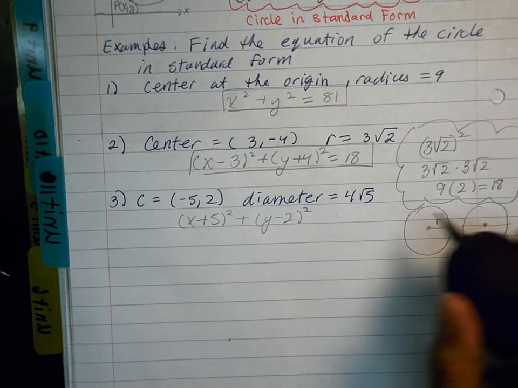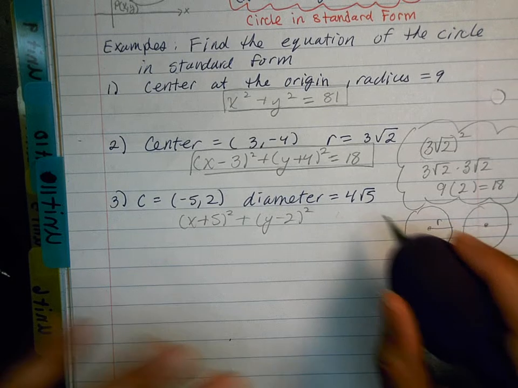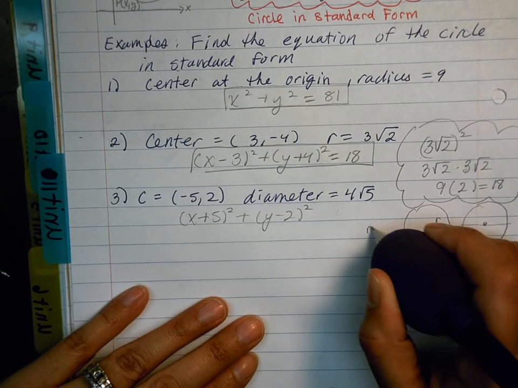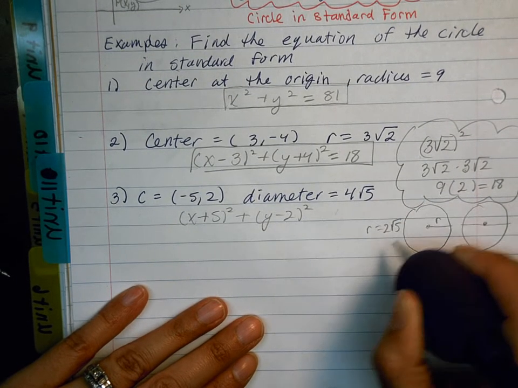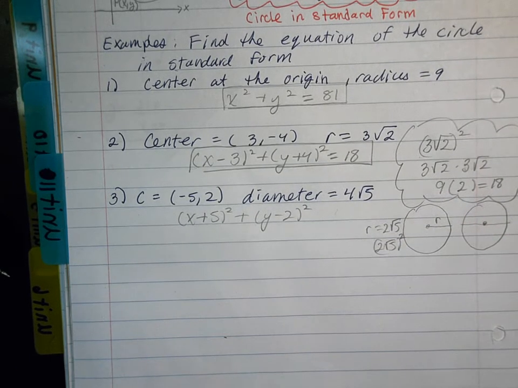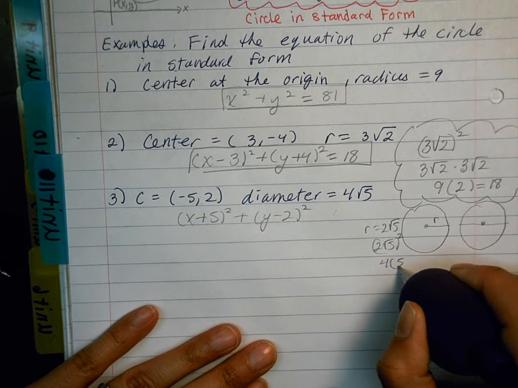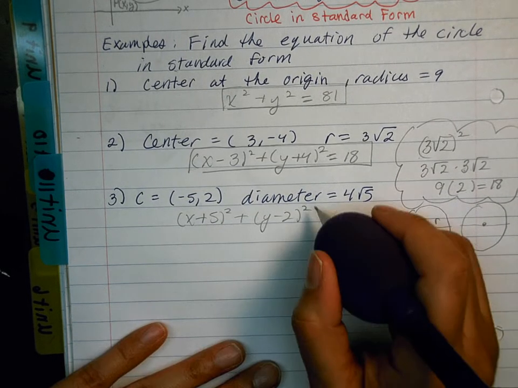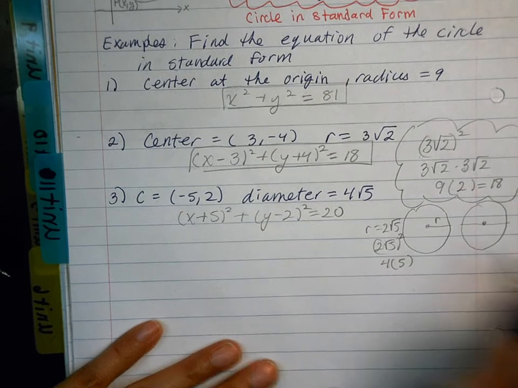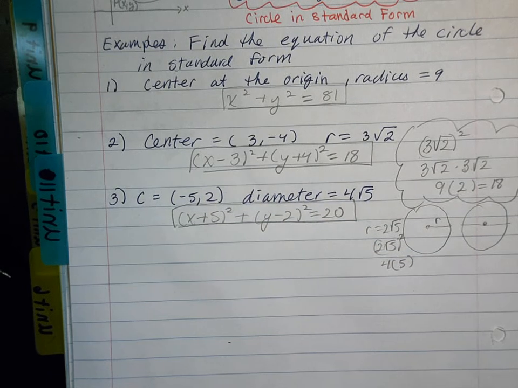So Braden said you take it, cut in half, and you got 2 root 5, right? Okay, so radius equals 2 root 5, and then you said to square it, right? And you get 4 times 5, which is 20. All right, so if you guys didn't do that already, do that now.